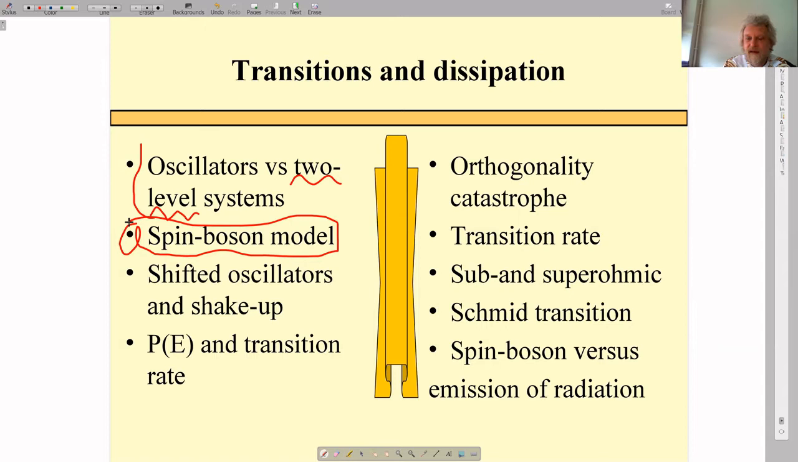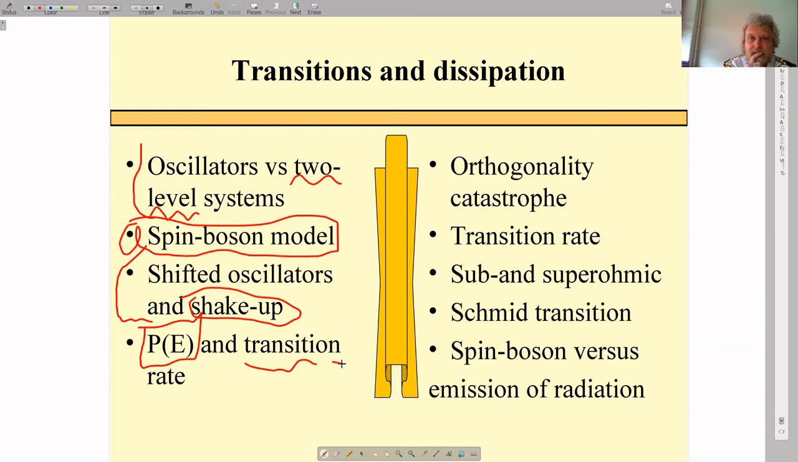We will consider oscillators which are shifted in the course of a transition. We will understand the properties of their wave function. We understand what shakeup is. We will introduce a function which is related to the energy losses of a system in the course of a transition, P of E. P of E will be important. We will relate it to the transition rate.